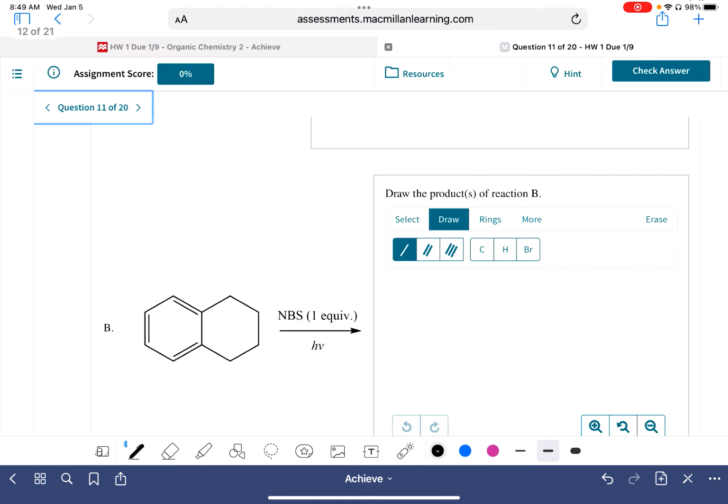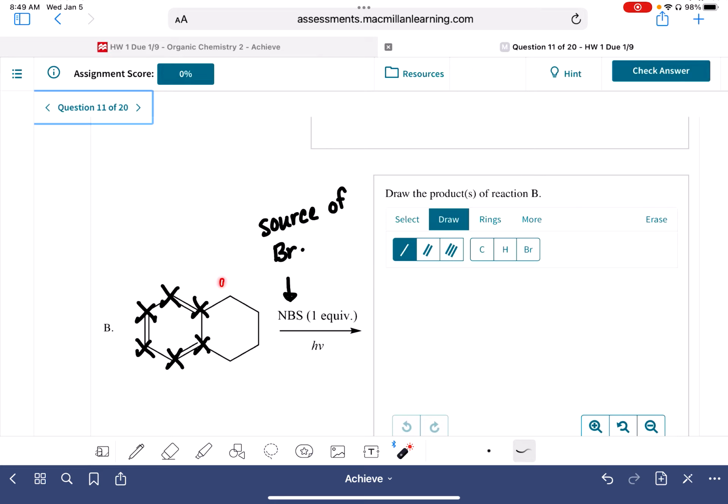For this next one, we have NBS. Remember that NBS is just a source of the bromine radical. And so NBS, bromine, is selective, meaning that you're only going to have one product of this reaction. And still, no touching the carbons of a benzene ring. So you've got 4 carbons to choose from, and you need to choose the one best carbon for the bromine.